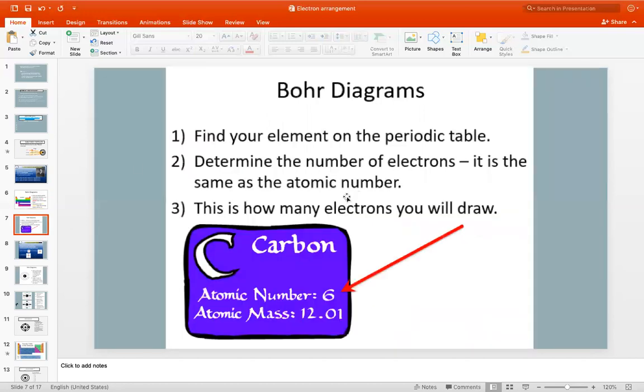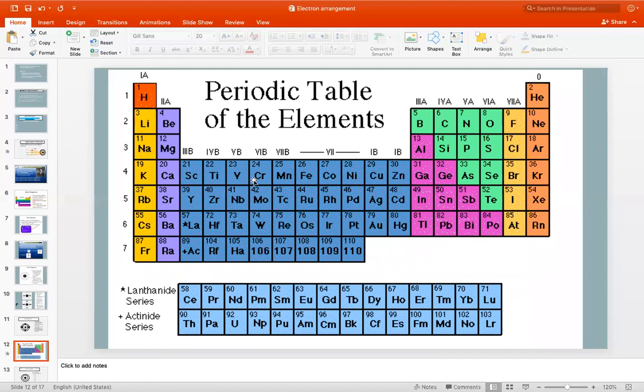So how would you know how many electrons you need to draw for an element? We have done that in the last session, and if you remember, we talked about atomic number. So atomic number is the number that is written at the top of the element when you look at the periodic table. If I show you this, you can see over here, it is written at the top. That is the atomic number, and that is also the number of electrons. So these are the number of electrons in an element, and these are the symbols of all the elements.